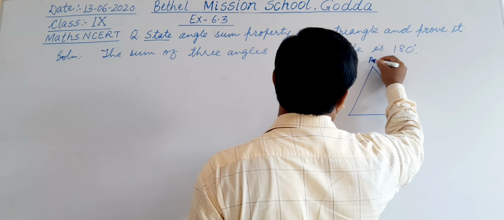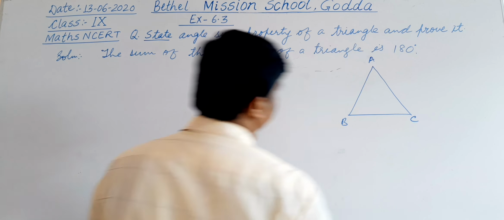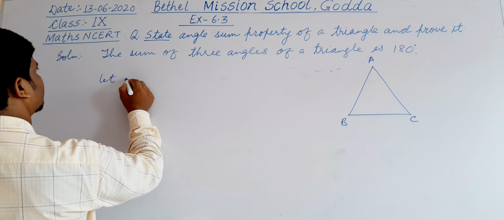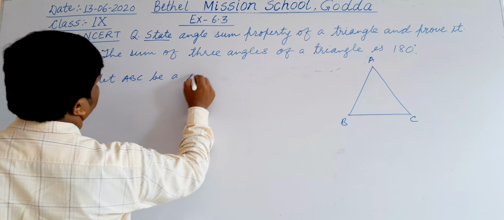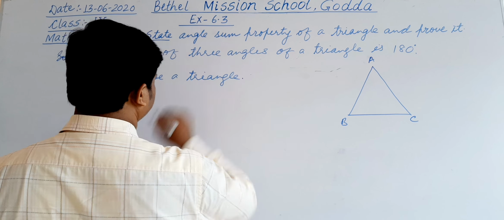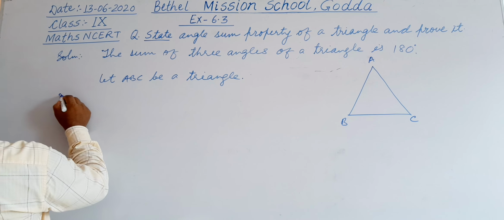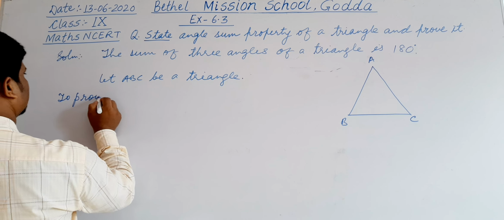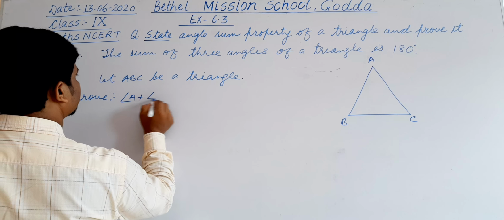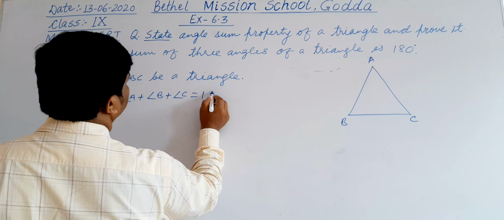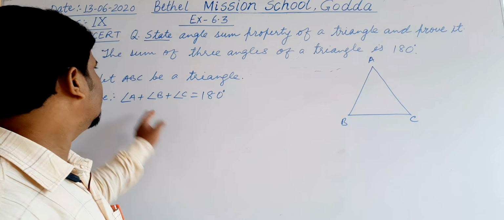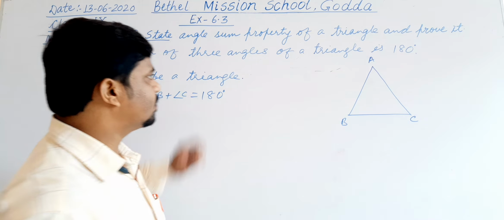This is triangle ABC. So we have to write, let ABC be a triangle. After that, to prove. What we have to prove? Angle A plus angle B plus angle C equal to 180 degree. That we have to prove, means the sum of three angles of a triangle is 180 degree.